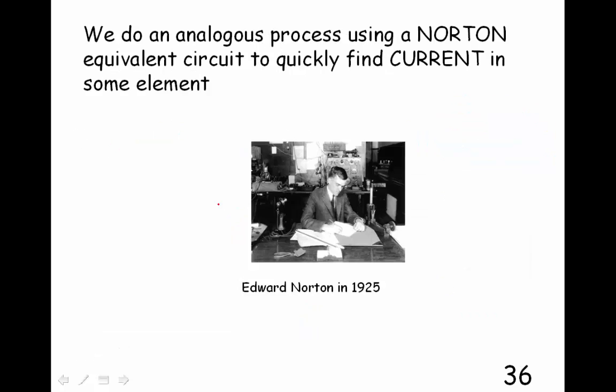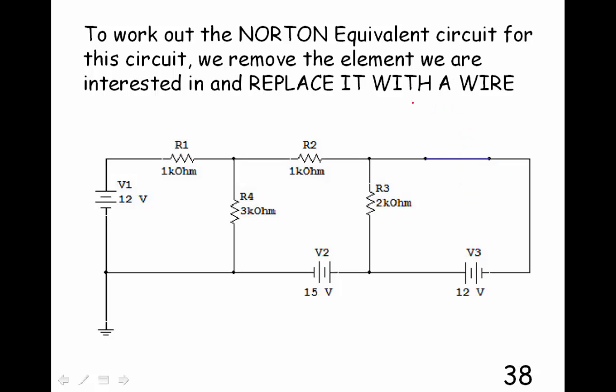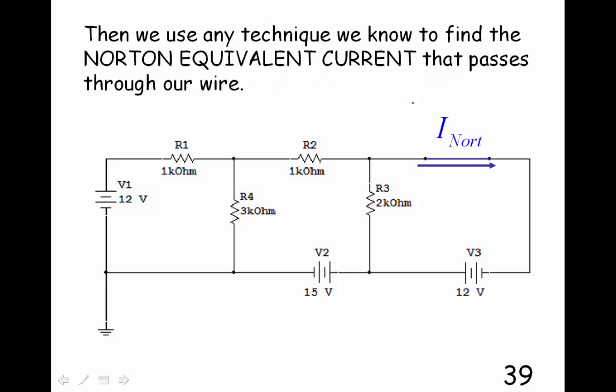Well, we can do an analogous process using a Norton equivalent circuit and quickly find current instead of voltage in some circuit. So here's that circuit once again, and we've removed the element of interest, but now we replace that element with a wire, a short circuit, and then we're going to calculate what the Norton current is using whatever methods we can come up with to find that current.